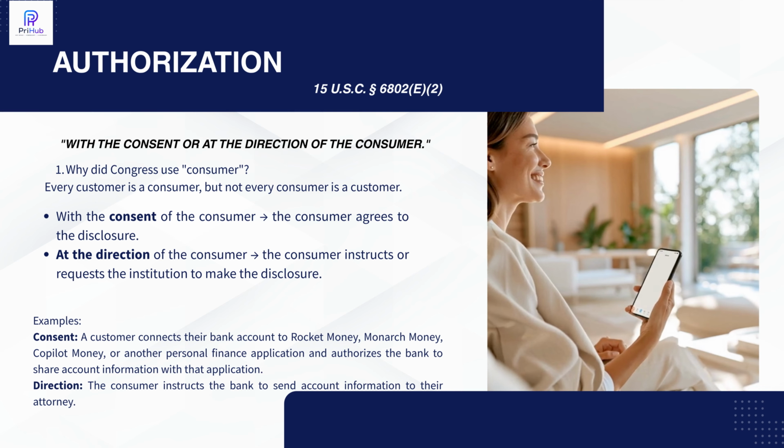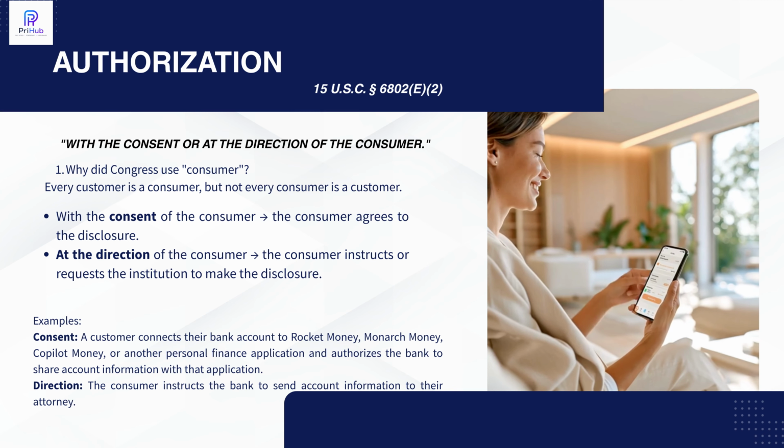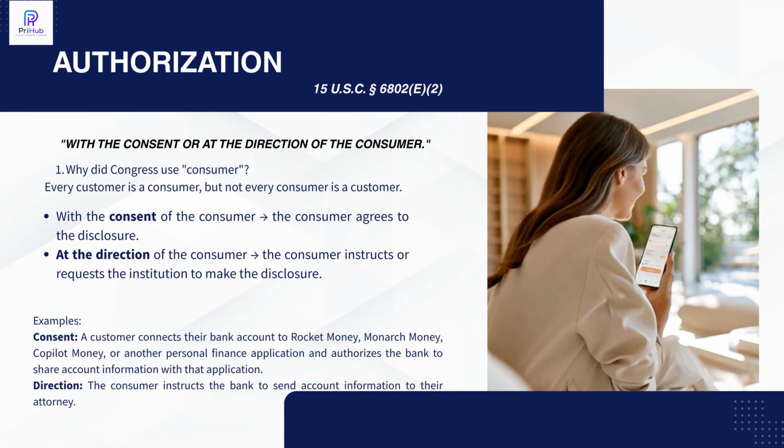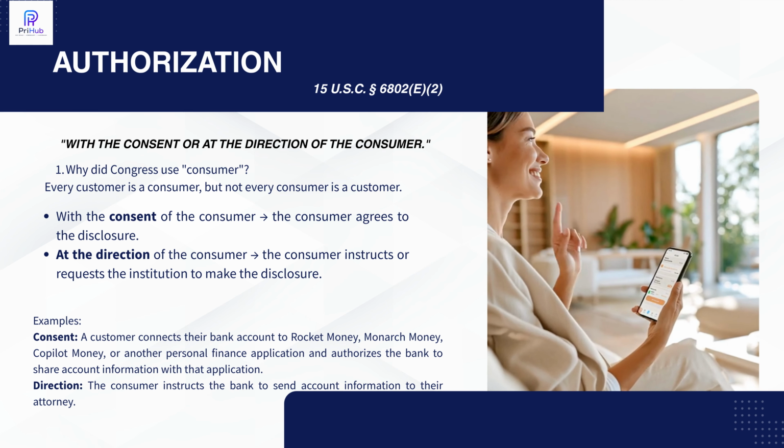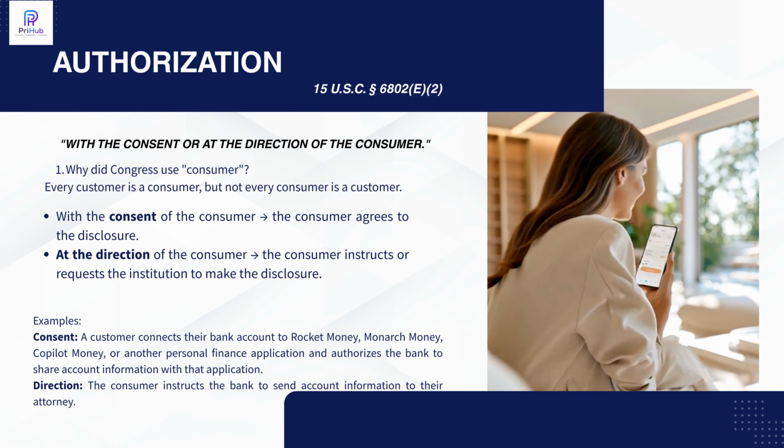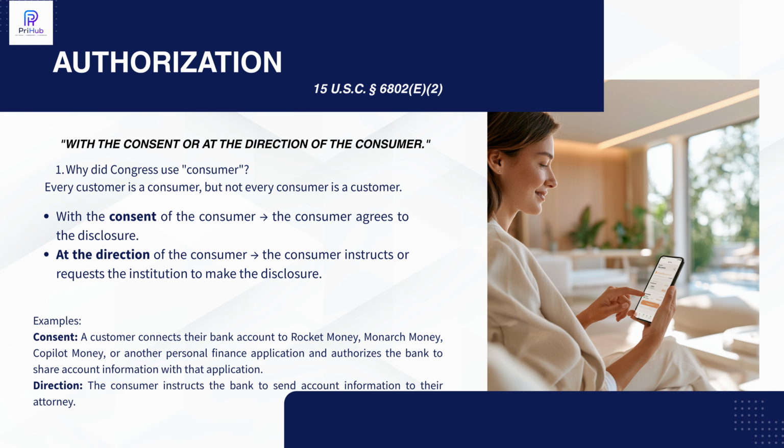And to wrap up, let's look at one final exception: authorization. Under GLBA, a financial institution may disclose NPI with the consent or at the direction of the consumer. Remember what we discussed earlier? Every customer is a consumer, but not every consumer is a customer. There are two situations to understand here. First, with the consumer's consent where the consumer agrees to the disclosure. For example, a customer connects their bank account to a personal finance app, such as Rocket Money or Monarch Money, and authorizes the bank to share financial activity data with the app, such as account balances, transactions, purchases, and spending information.